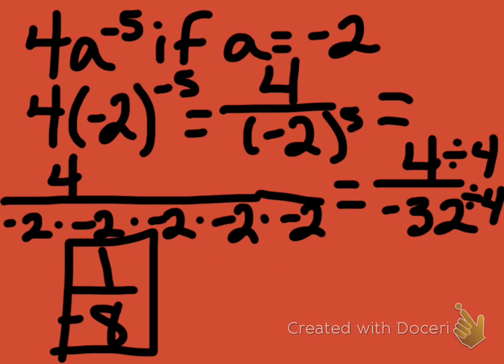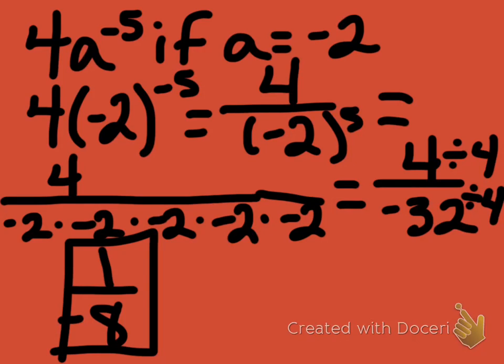Now here's some harder examples. Now with this example, we have 4a to the negative fifth power, and it says if a equals negative 2, and it wants us to evaluate this problem. Now we need to remember that evaluate means to find the value, so we are going to end up solving this. So we plug in negative 2 for the a, and we end up with 4 times negative 2 to the negative fifth power.